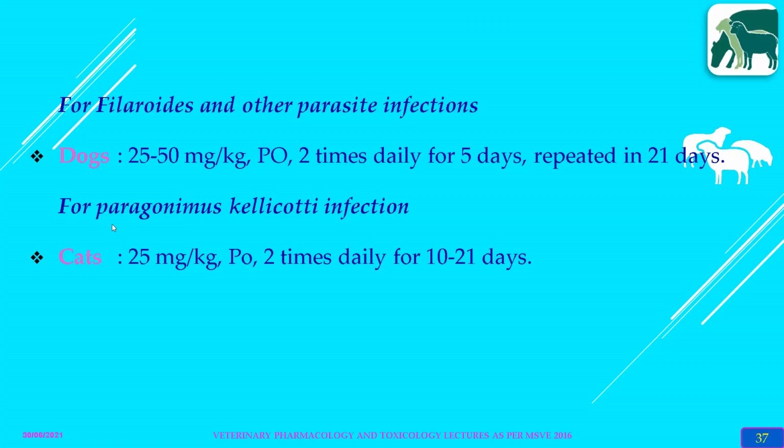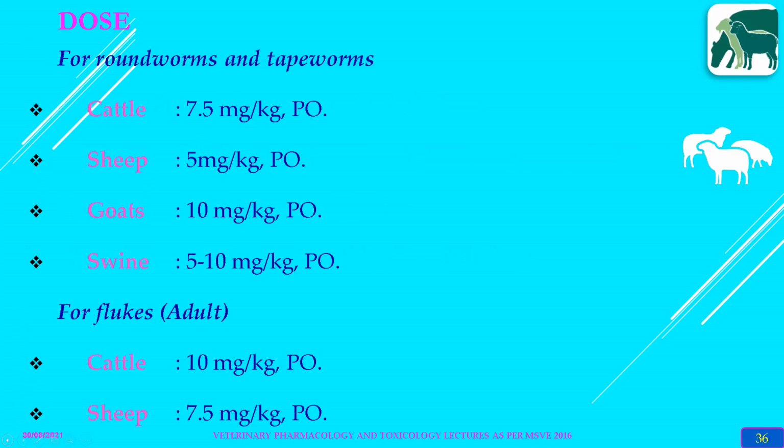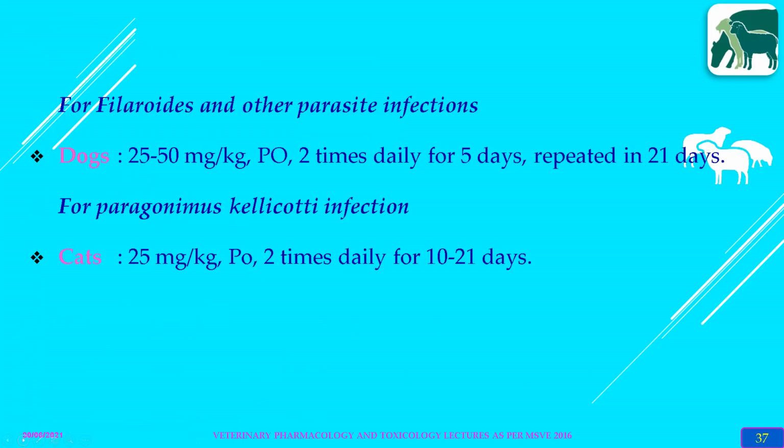So in dogs, the dose is 25 to 50 milligram per kg, whereas in cats it is 25 milligram per kg, and it has to be administered 2 times daily for 10 to 21 days usually. In case of filariasis, the drug needs to enter the bloodstream, and that's why it needs to be administered orally. The dose ranges from 7.5 to 10 milligram, very similar to that of thiabendazole, whereas the higher dose, of course, is 25 to 50 milligram.